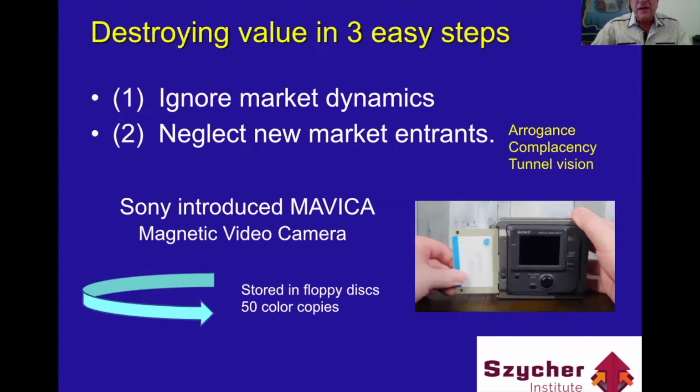The second one is to neglect new market entrants. Now, this happens in many companies. You get arrogance, you get complacency, you get tunnel vision. Nobody can be as good as us. However, they didn't realize that Sony was going to take a look at their original patent, develop the technology, and come up with the Mavica product. Mavica stood for Magnetic Video Camera, and it stored at least 50 excellent quality color copies into a floppy disk.